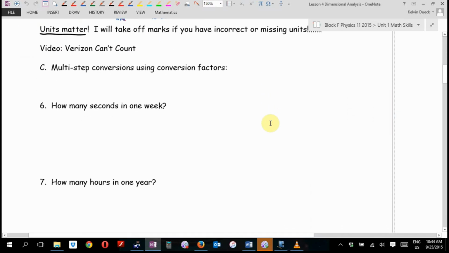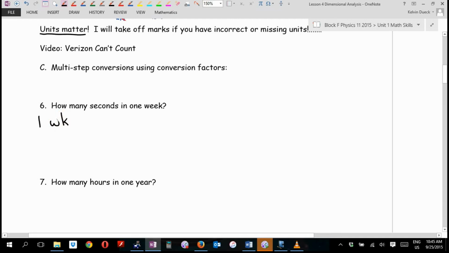Multi-step conversions using conversion factors. Building longer chains. Here's a great example. How many seconds in 1 week? Has anybody memorized how many seconds are in 1 week? Waste of brain power if you have. I don't know how many seconds are in 1 week. I'm going to figure it out based on knowledge that I already have up here because I'm a human being. How am I going to start? I'm going to start off writing what they gave me. What did they give me? 1 week. I'm going to write down.